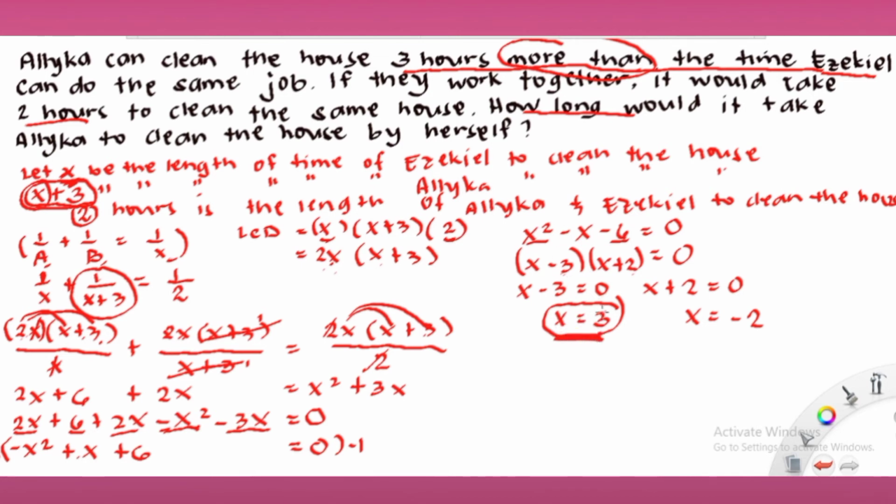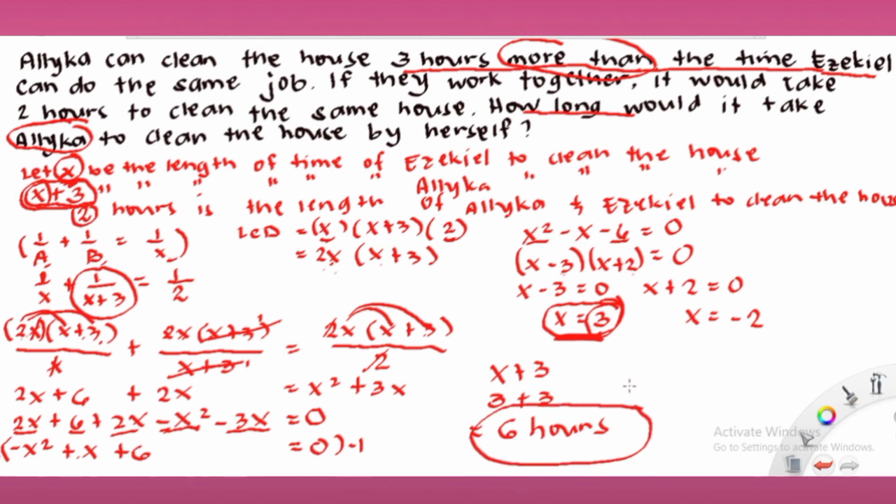So, ibig sabihin, if x is equal to 3 and x is the time na kaya magtrabaho ni Ezekiel, ibig sabihin, kayang tapusin ni Ezekiel ang trabaho sa loob ng 3 hours. Kaya lang ang tanong ay kay Alaika. So, how long can Alaika clean the house? Since that is represented by x plus 3, substitute 3 to x, so that will become 3 plus 3, or equal to 6 hours. Ibig sabihin, kayang gawin ni Alaika ang paglilinis ng bahay sa loob ng 6 na oras.